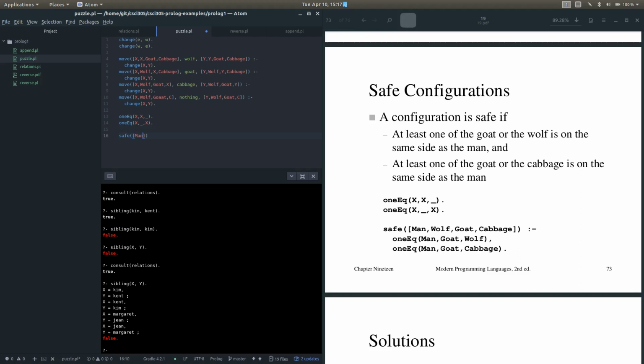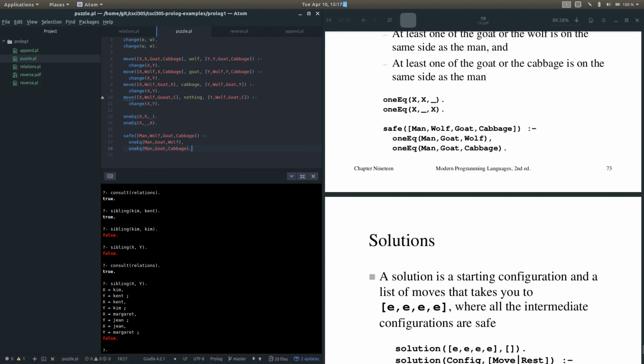So we have the configuration man, wolf, goat, cabbage, such that 1EQ man, goat, wolf, right? So as long as the things that destroy each other are with the man at any one time. So the goat and the wolf must be together with the man because he keeps them apart, and then the goat and the cabbage, if they're on the same side, must be with the man because he prevents the goat from eating the cabbage. Okay, so 1EQ man, goat, cabbage. So now that's all good.